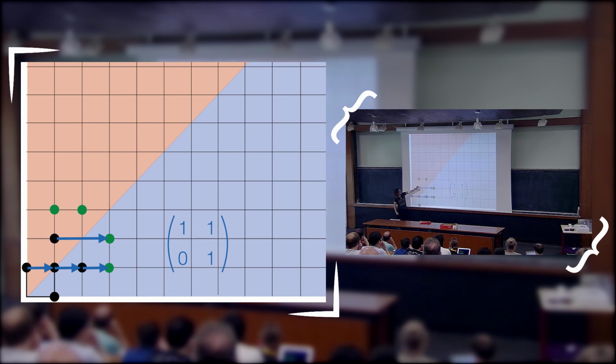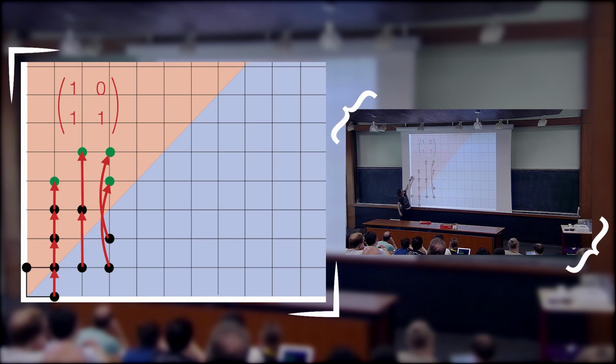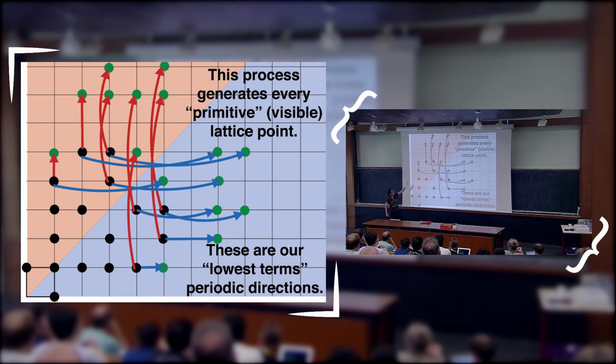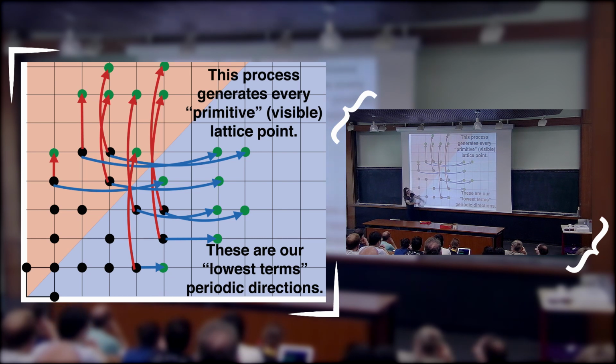So if we take all the points we have so far and we apply the red shear, we get those four new points, and if we apply the blue shear, we get these four new points. And it goes on like that. So in the next stage, you would get a total of 16 new points. So if you notice, we got one, and then two, then four, then eight, and now we're getting 16. So it's creating a binary tree structure, and this process generates every primitive lattice point.